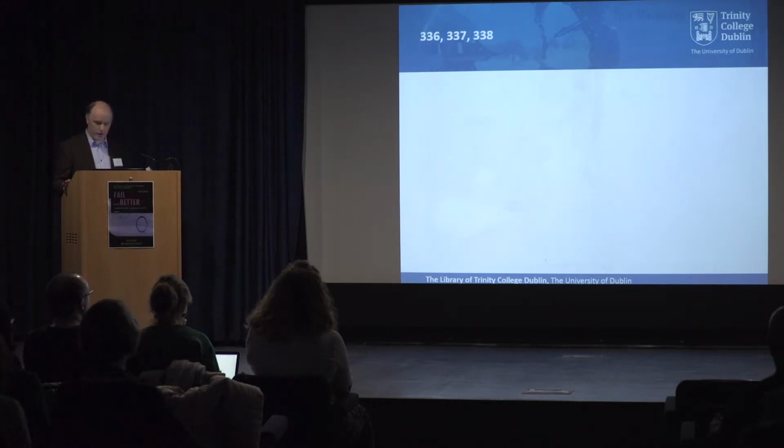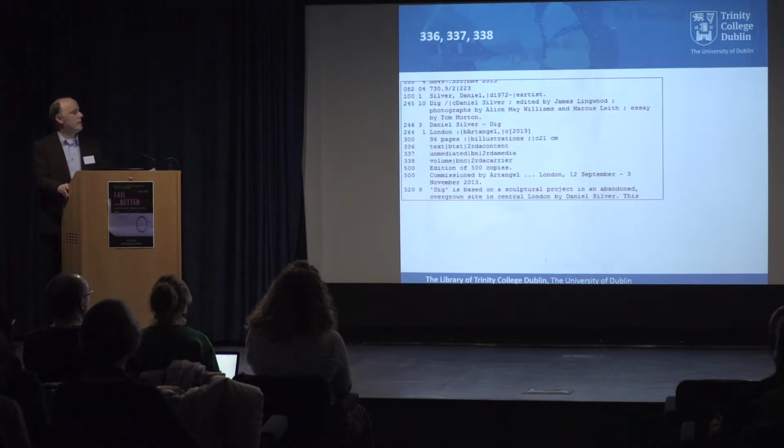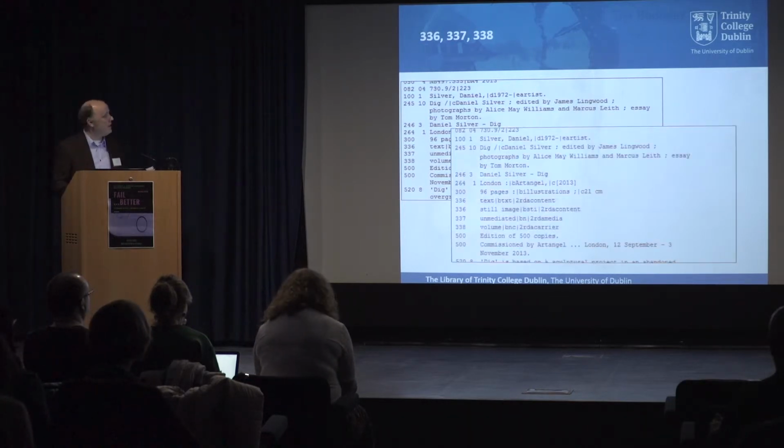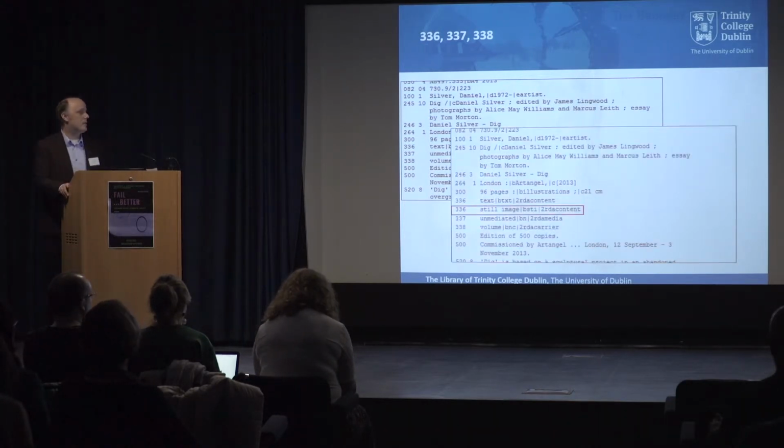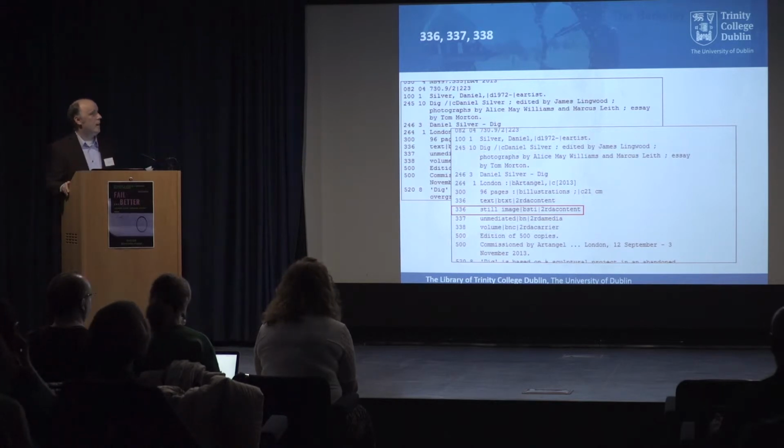Similarly, the 300 field, where we record physical details, has to have a corresponding 336 field, and it's very easy to forget this. In this example, the illustrations didn't have a matching 336. That might sound quite arcane, but believe you me, it's very easy to miss these basic MARC elements.